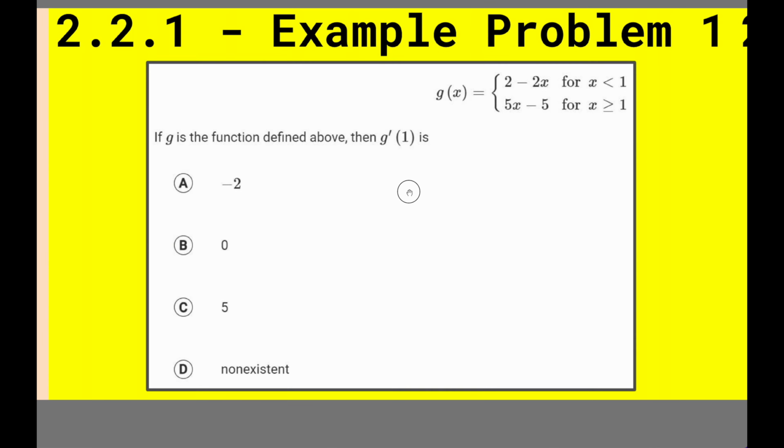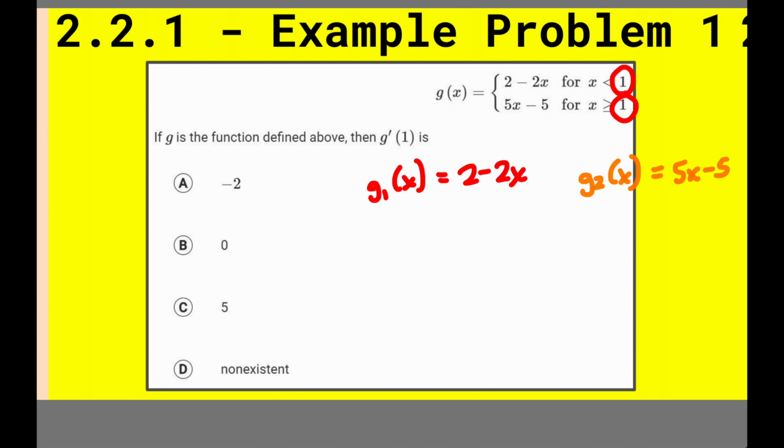It says example problem number 1. We have a piecewise function. If g is the function defined above, g prime of 1 is what? Okay, so g prime of 1. The problem with this is that x equals 1 is on 2 different pieces. So what we need to do is take the derivative of both of these. So I'm going to call the first one g1 of x, which is 2 minus 2x, and then I'm also going to do the derivative of that second piece. I'm going to call that g sub 2, which is equal to 5x minus 5. Now we're going to be using the power rule for all of these because everything here is a power function.